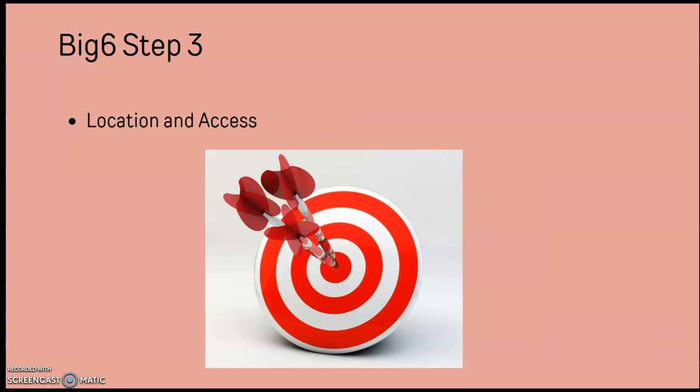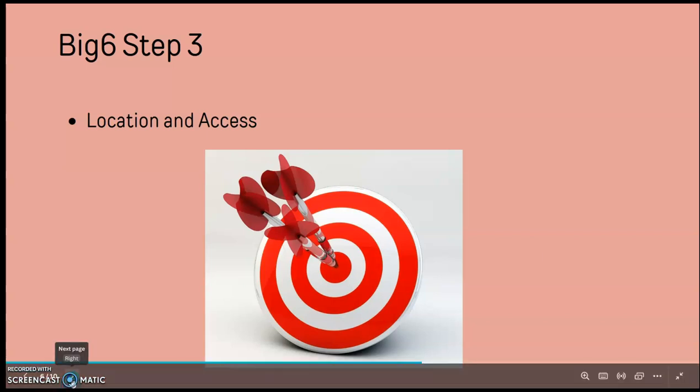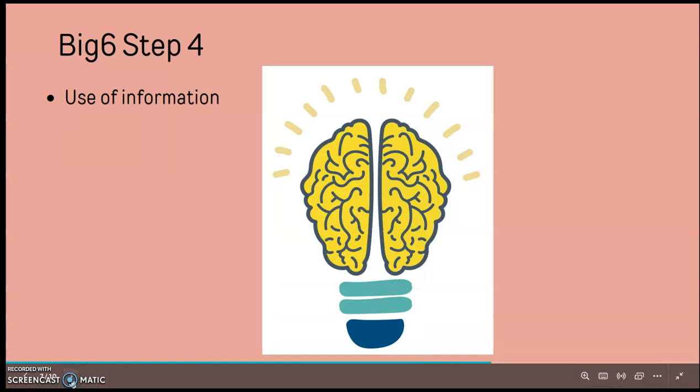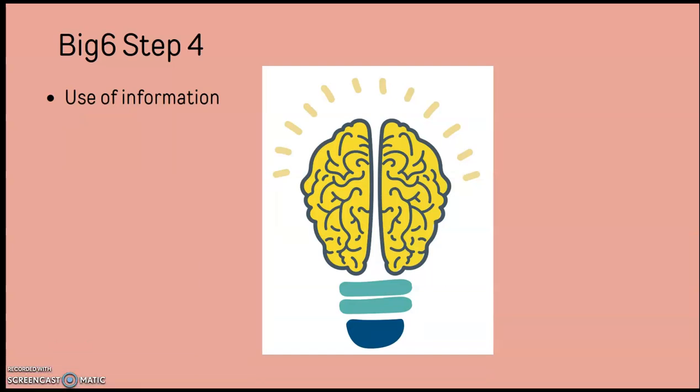Step 3 is location and access. This is where you will locate the information within the sources that you find and choose the best resources for your project or for the problem that you're trying to solve. Step 4, use of information. This is where you will engage and focus on the information that you specifically need.